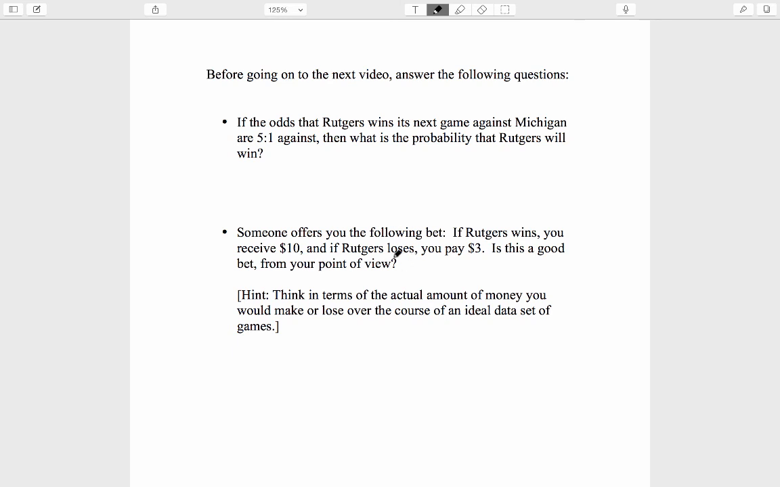Now, we haven't exactly done a problem like this yet, but here's a hint. You know everything you need to know to solve this. Think in terms of the actual amount of money you would make or lose over the course of an ideal data set of games. Think what's an ideal data set of games between Rutgers and Michigan, and whether you'd overall make or lose money.